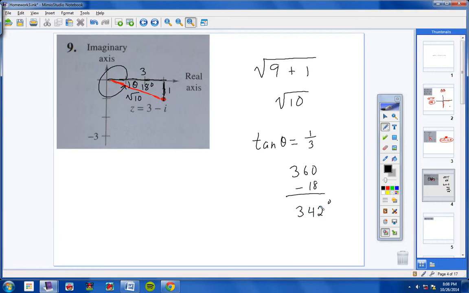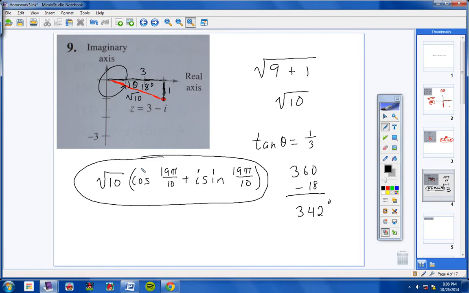Okay? Now that in radians would be 19 pi over 10. So I would write your answer like this. Square root of 10, parentheses, cosine 19 pi over 10 plus i sine 19 pi over 10. And there's your answer. Okay? All right, let's move on.